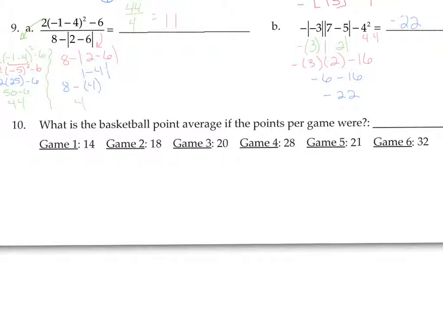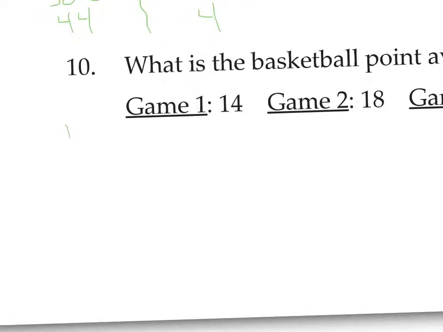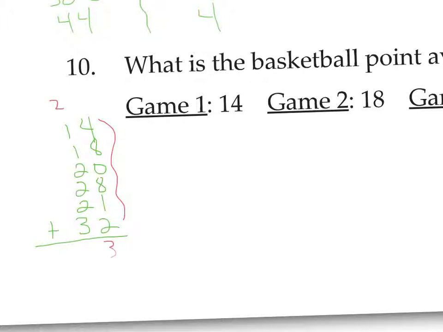So if I have enough space, I'm going to make a column. I'm going to add 14, 18, 20, 28, 21, and 32. I'm going to add those. All right. When I add these, it comes out to be 23. When I add these, it comes out to be 13. So it looks like 133.